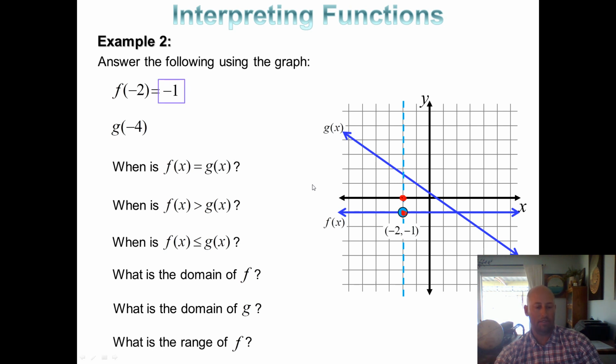So that's -1. G of -4. So I'm going to go to -1, 2, 3, 4. And I want to get to G, which is up here. So there's my -4. And I'm going to go to my G line because I want to know G of -4. And that's 1, 2, 3. That's at 3. So remember, you don't write the coordinate value there for this function notation. You write in what the y value is, the output value.